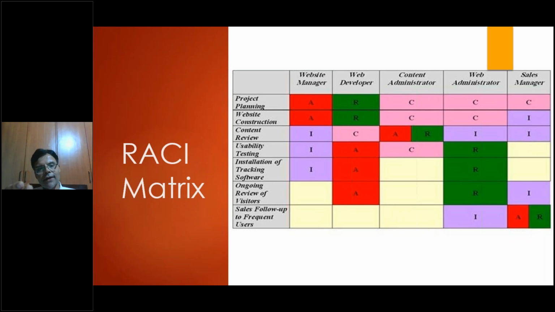If you look at this, you have activities lined up: project planning, website construction, content review, usability testing, etc. And you have roles defined. And you have very clear color coding in terms of RACI: who's responsible, who's accountable, who's to be consulted, who's to be informed. My small request, guys: after hearing this today, go back immediately, even this evening or this morning or this afternoon, and try to make some simple RACI matrix for yourself. See if you can try.